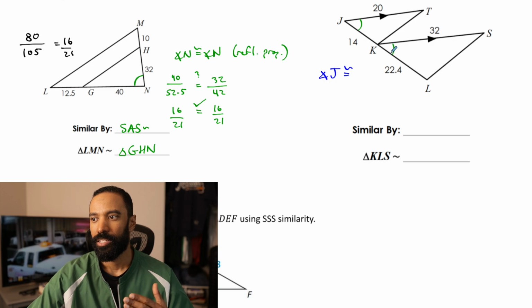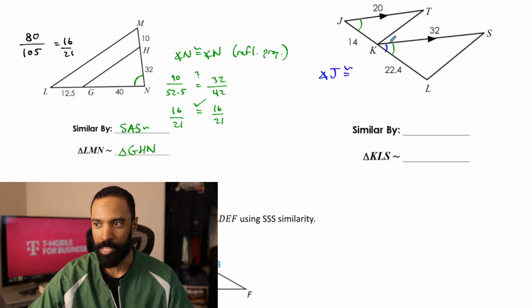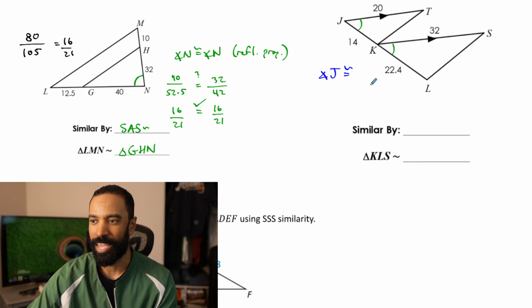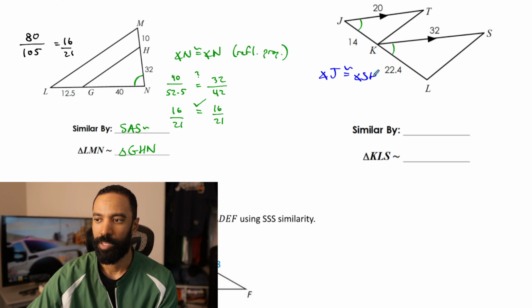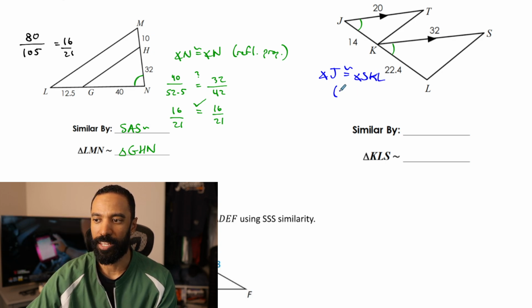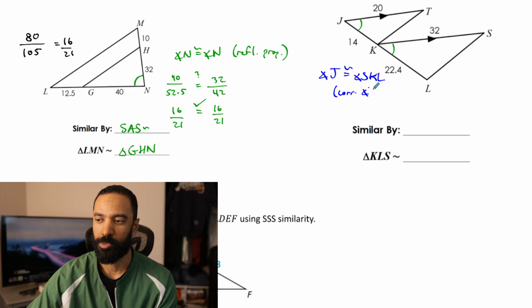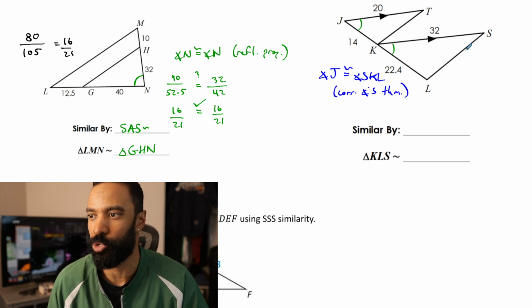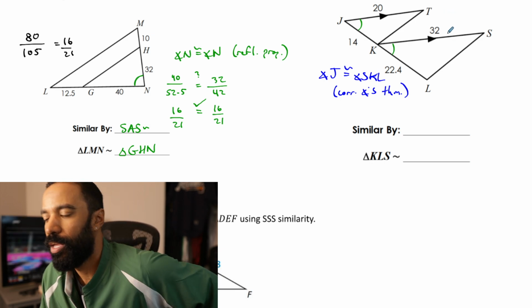I need more. It's not just angle K, because it might be this angle, or this angle, or the whole angle. You don't know which one it is. You've got to use three letters, like SKL. Why are these congruent? The corresponding angles theorem says when lines are parallel, corresponding angles are congruent. They are corresponding angles, two parallel lines cut by that transversal.